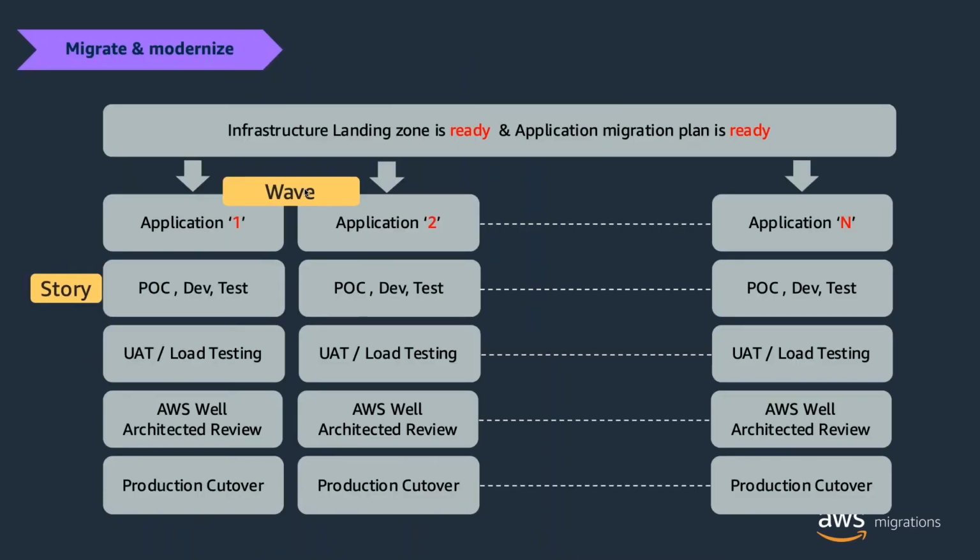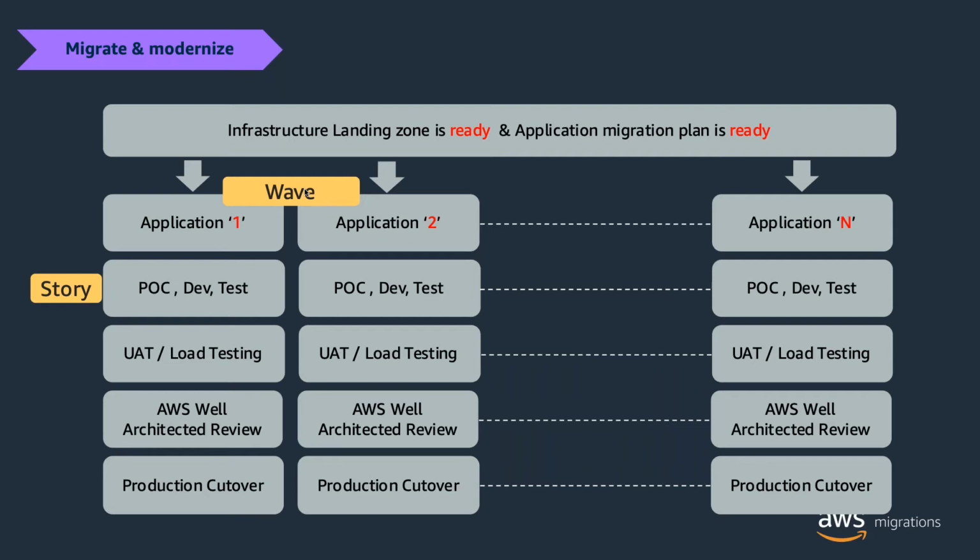Once we have our landing zone ready, the infrastructure that we need for applications to migrate, and we also have the migration plan ready, and we know which applications are going to go first and which will go next, this is where we start migrating your applications. Now, if you are following an agile methodology, you can always use an agile process like sprints, waves, and stories if that suits you better.